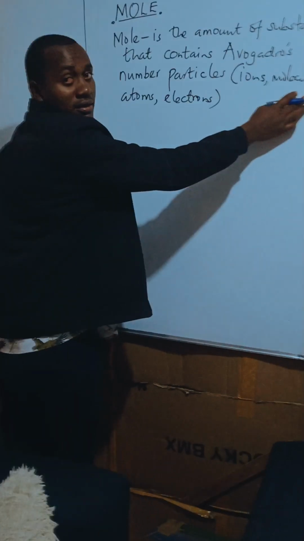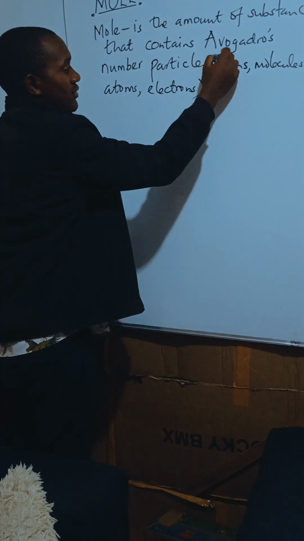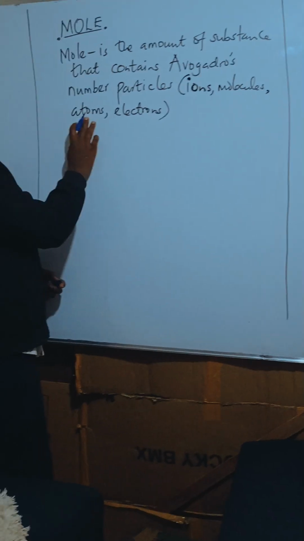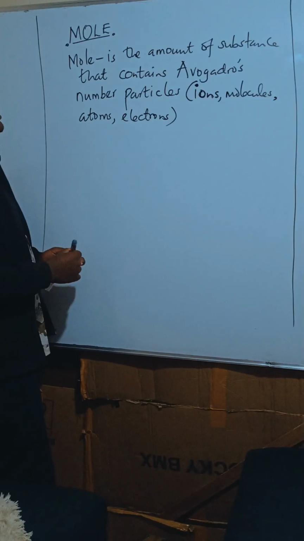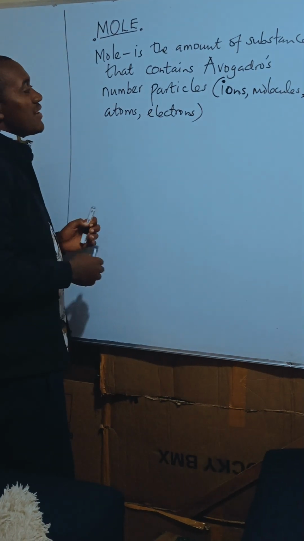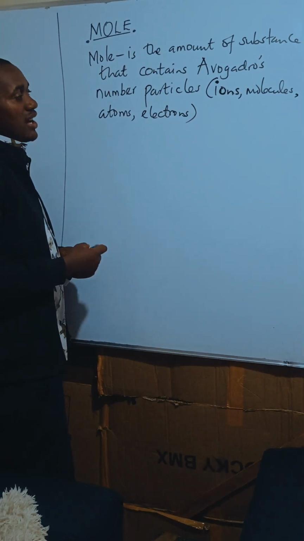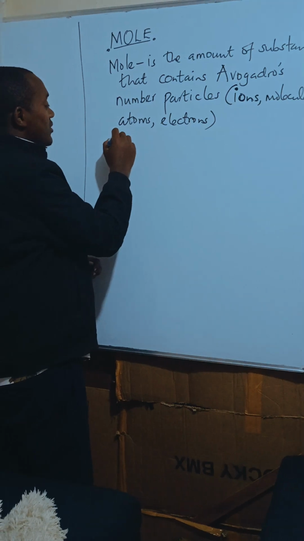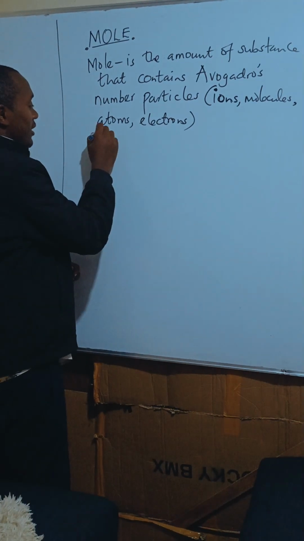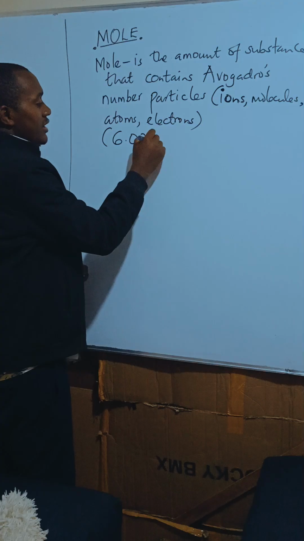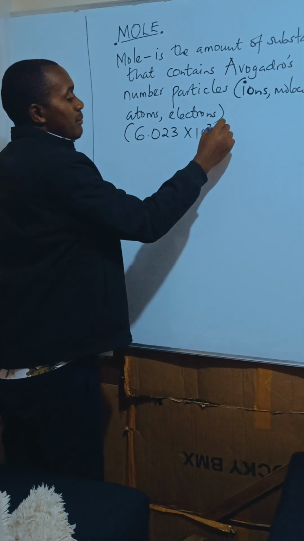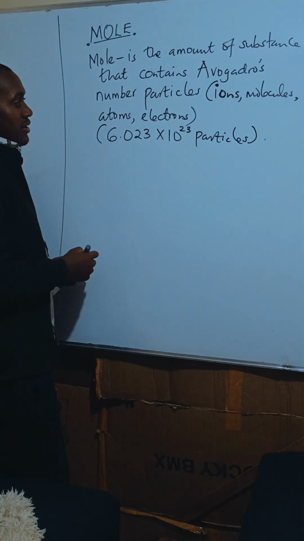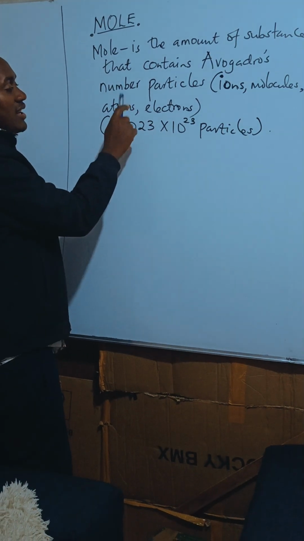These particles we are talking about can be ions, molecules, atoms, and electrons. So the mole is the amount of substance that contains Avogadro's number of particles. And the number of particles that Avogadro's number contains is 6.023 times 10 power 23 particles.